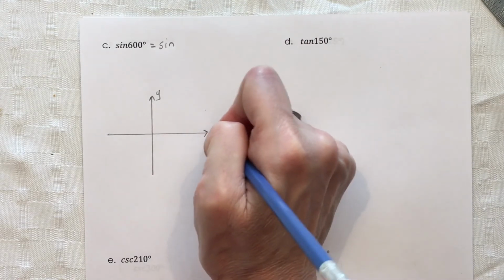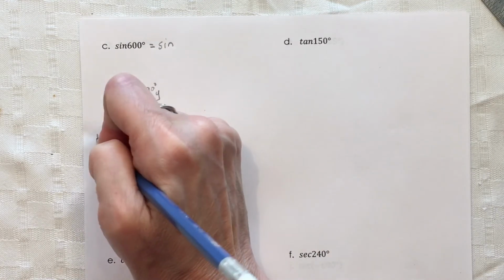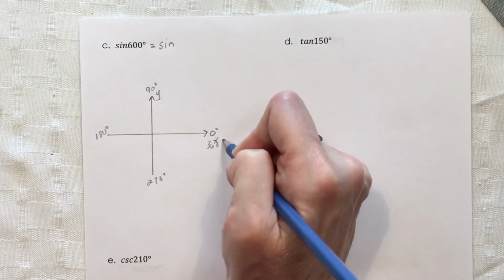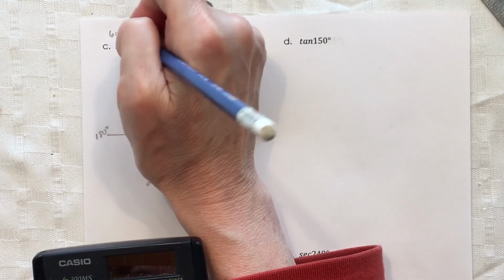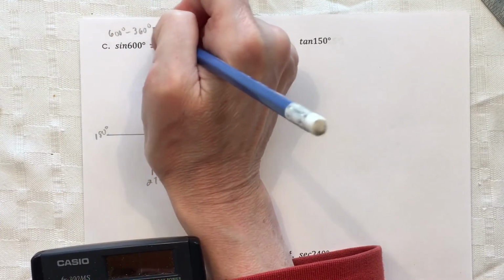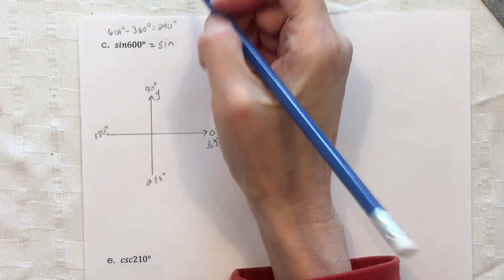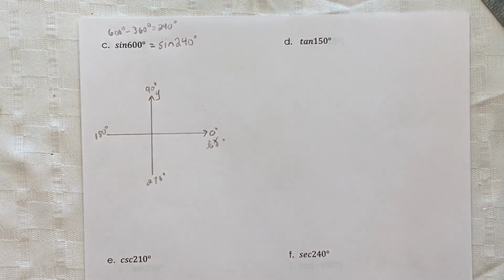So again, we know 0, 90, 180, 270, 360. So 600 minus 360 was 240 degrees. They have the same terminal arm, which means they're going to have the same sine, cos, and tan. So sine of 600 is going to be the same as the sine of 240 degrees.